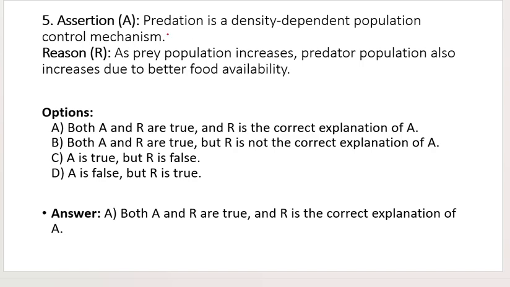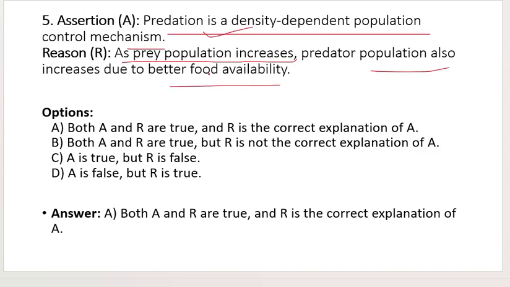Predation is a density-dependent population control mechanism, which means that predation controls the densely populated prey. It controls the population of prey. So it simply means that. As prey population increases, predator population also increases due to better food availability. So here both answers are correct. As you know, when there is a lot of food available, of course the predator population also increases due to better food availability.